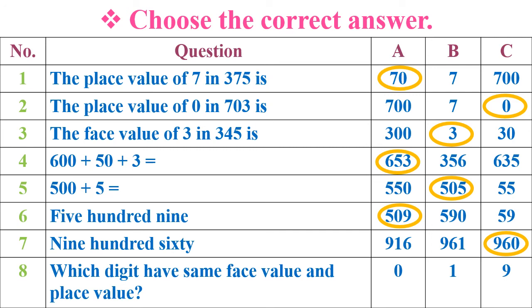Now what about the 9? You see here 9 in the place of ones, so the place value of 9 is 9. But if that 9 changes its place, in 590, now in this number 9 is in the place of tens, that's why the place value of 9 is 90. So again both the answers are different. So which is that digit? If that digit changes its place, its face value and place value never change. So that number is only and only 0.